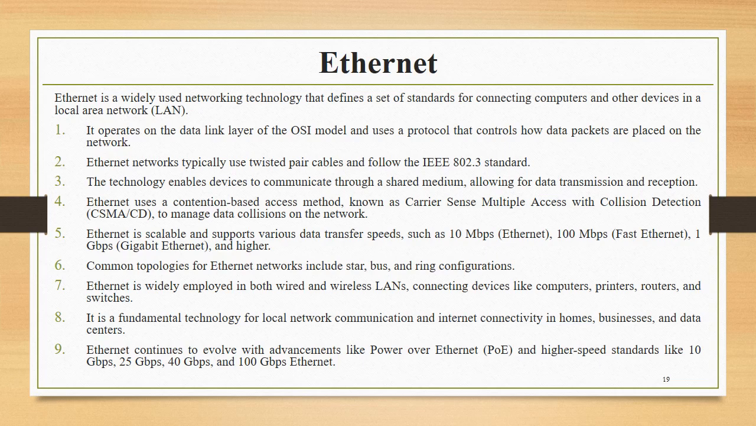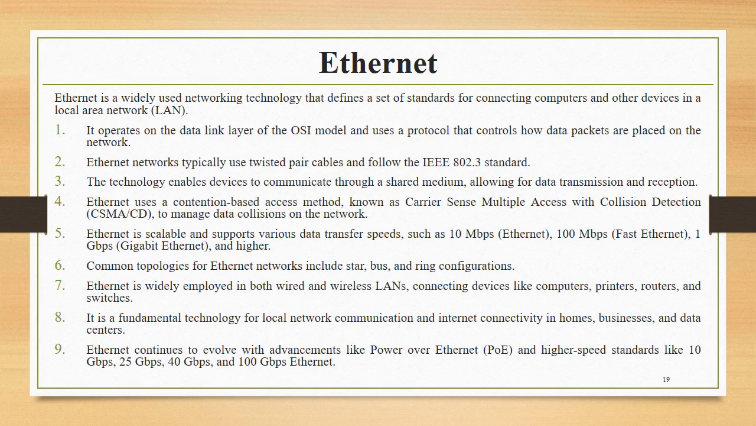4. Ethernet uses a contention-based access method, known as carrier sense multiple access with collision detection, CSMA/CD, to manage data collisions on the network. 5. Ethernet is scalable and supports various data transfer speeds, such as 10 Mbps Ethernet, 100 Mbps Fast Ethernet, 1 Gbps Gigabit Ethernet, and higher.